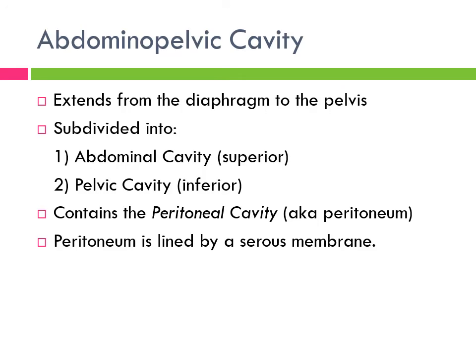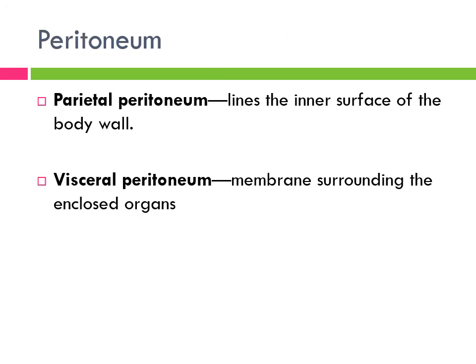The abdominal pelvic cavity starts below the diaphragm and goes down into the pelvis. It's divided into the abdominal cavity, which is superior, and the pelvic cavity, which is inferior. And it also contains the peritoneal cavity, or the peritoneum. The peritoneum is lined with a serous membrane, so it's one membrane that's covering the peritoneal cavity. The parietal peritoneum lines the inner surface of the body wall. That's the outer portion of the membrane. The visceral peritoneum is surrounding the enclosed organs within the peritoneal cavity.